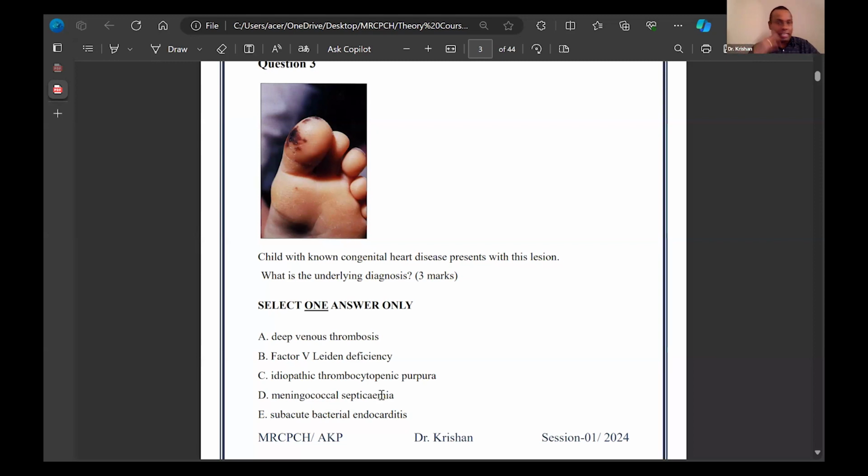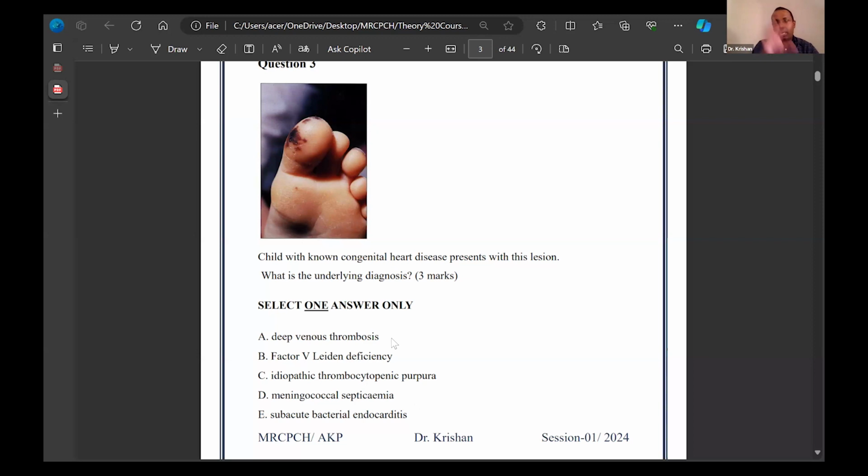Subacute bacterial endocarditis: again, out of five answers, this is the only heart related option. The question starts by telling us a child with known congenital heart disease, and the examiner is asking what the likely diagnosis is for him to have this lesion. So a bit of knowledge and putting things together is what is expected here. So the answer is subacute bacterial endocarditis.